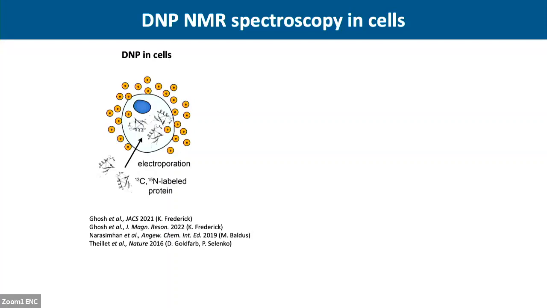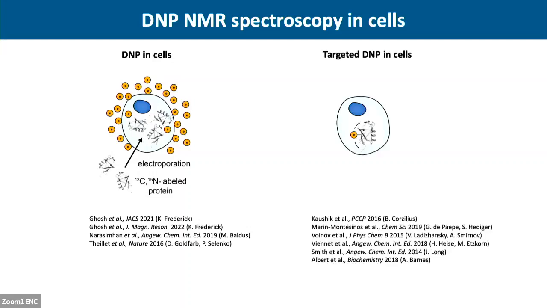However, this always means that we have to introduce our protein from the outside. And often we end up with a huge amount of protein in the cell that's not biologically relevant. Also, the act of electroporation can damage the cells. And when the biradical is dispersed everywhere in the cell, we can also get a lot of background. So for this reason, a lot of people, including us, have really thought about this idea of targeted DNP.